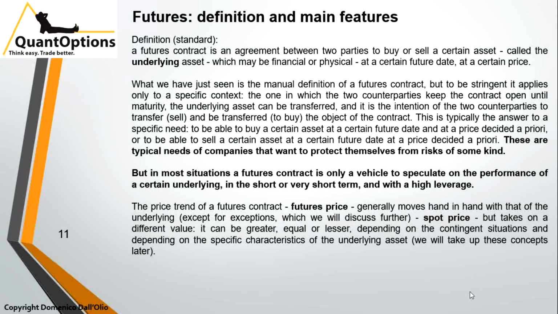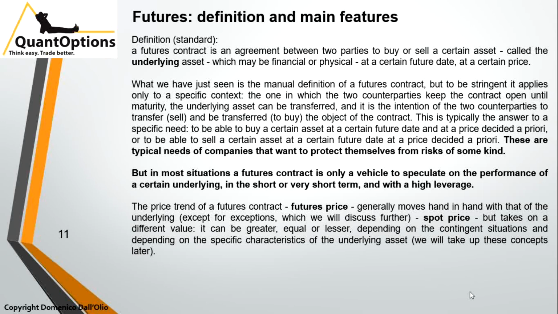These are typical needs of companies that want to protect themselves from risks of some kind. It's a way for companies to decide today the price at which they will purchase or sell something at some moment in the future. But in most situations, a futures contract is only a vehicle to speculate on the performance of a certain underlying in the short or very short term and with a high leverage.